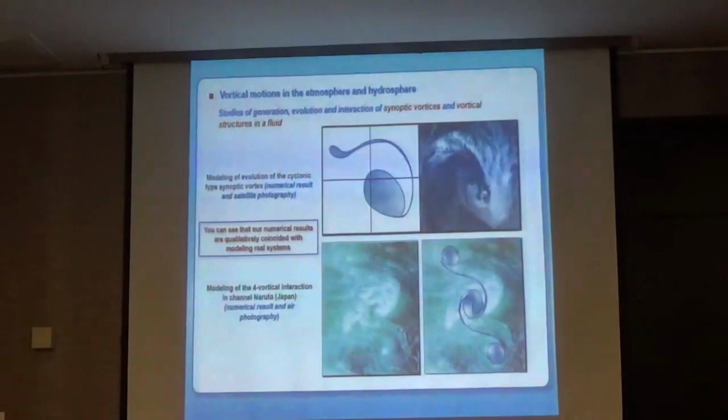In this picture you can see modeling of the four-vortex interaction in a channel, Orbiter in Japan, numerical result, and air photograph. You can see that our numerical results qualitatively coincide with the real system.